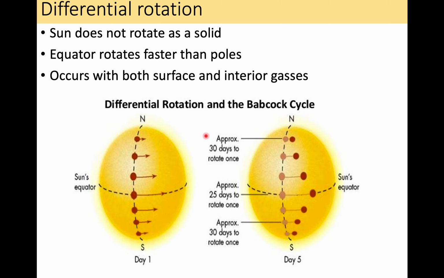So what does this mean? What does this look like? If we take these dots north to south on the sun and look at day 1, if we then look at 5 days later, the dot at the equator is going to have moved much further than the dot at the pole. So it's going to take about 30 days for this dot at the pole, or closer to the pole, to rotate back around to its starting position. But it's only going to take about 25 days for this dot at the equator to rotate around.